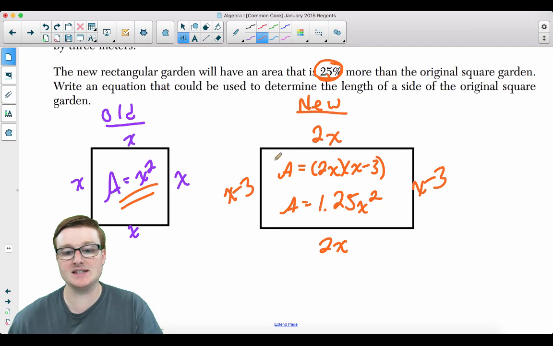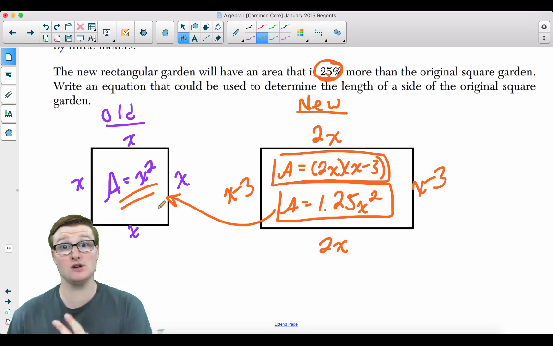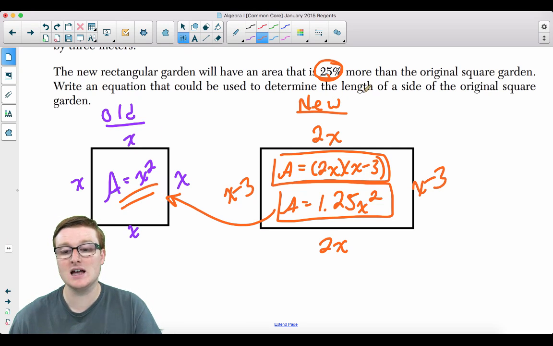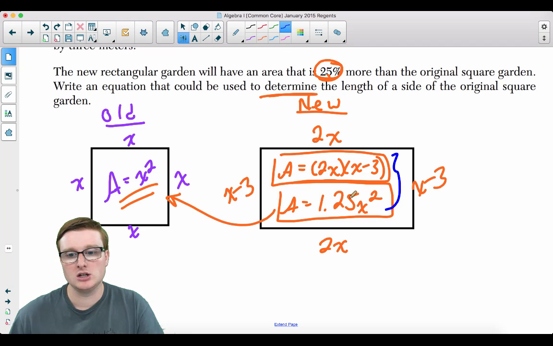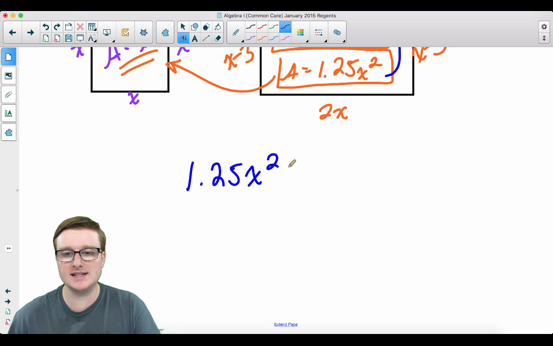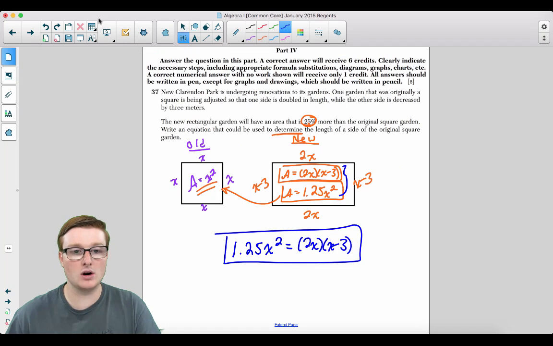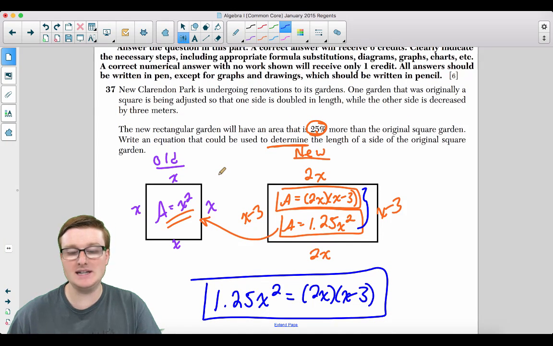So what I did personally is I figured out the area based on its measurements, and this is the area based on the original square. So there are actually two area formulas for this. Now, it's saying write an equation that could be used to determine the length of the side of the original square garden. Ladies and gentlemen, we got it. These are equal. That's important. So now I just take 1.25x squared and set it equal to 2x times x minus 3. We are done with that part. That is your equation that we need to get this question right.